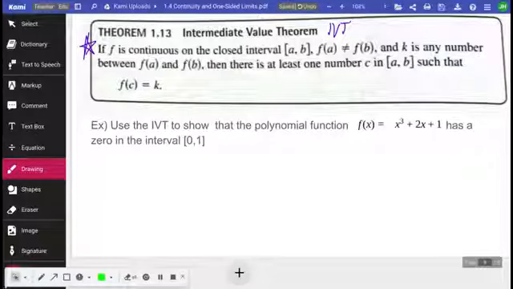Okay, so use the intermediate value theorem to show that the polynomial f of x equals x cubed plus 2x plus 1 has a 0, meaning some sort of x value, in the closed interval 0 to 1. So what I want you to do is, 1, it has to be continuous. That's part of it. So if f is continuous, well, this is a cubic function. And so we know by characteristic it is continuous.